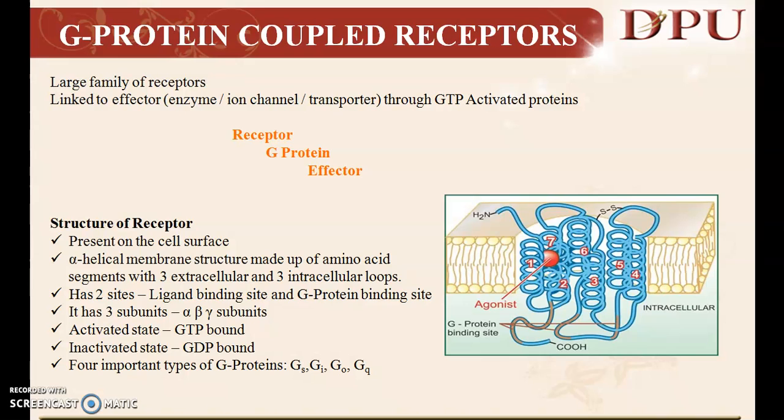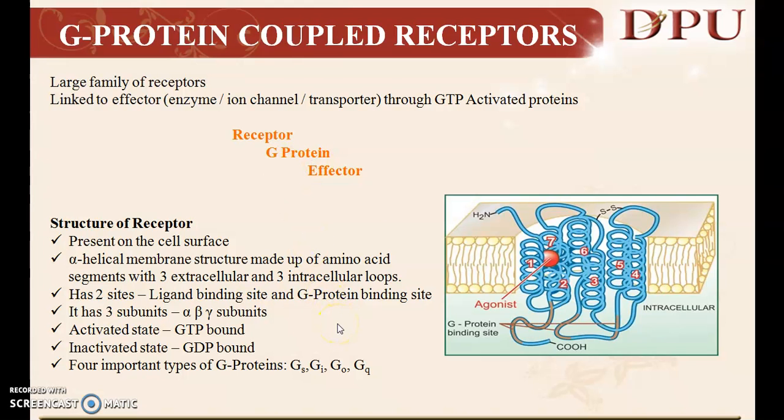There are how many types of G proteins? There are four. One is GS, GI, G0 and GQ. Certain receptors are bound to GS protein, certain to GI, certain to G0 and certain to GQ. Now what happens when a drug binds to the receptor? Depending upon which protein is coupled to that particular activated receptor, one particular pathway gets activated and the pharmacological action is produced. So one by one we'll see what happens when a particular G protein gets activated. First we'll study about what happens when GS protein gets activated.